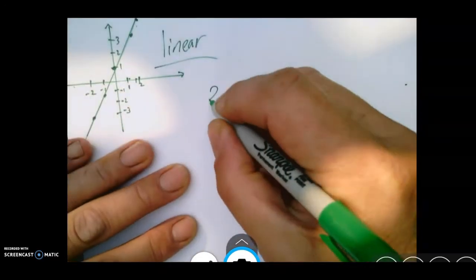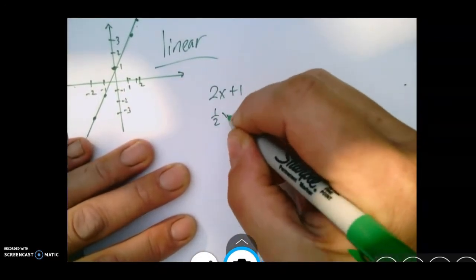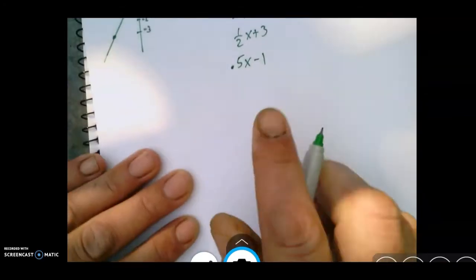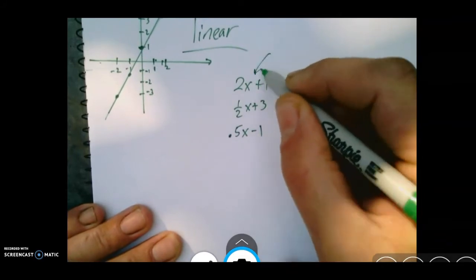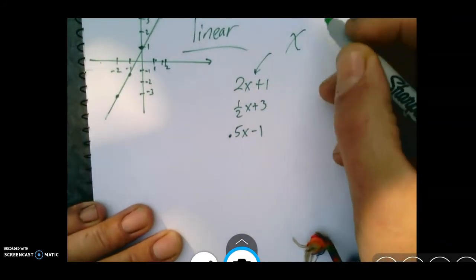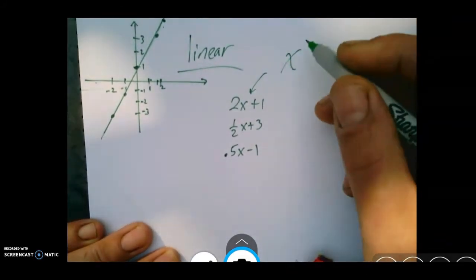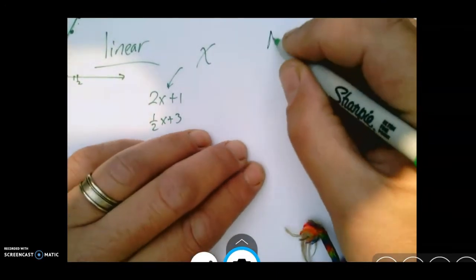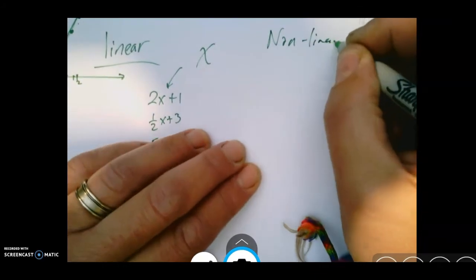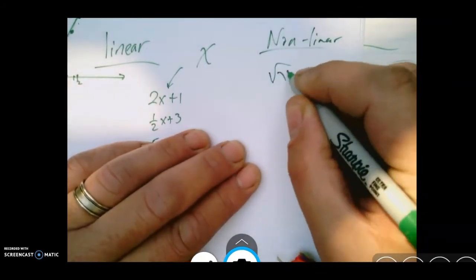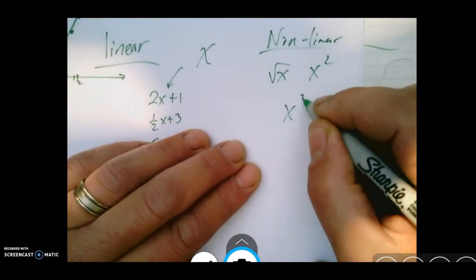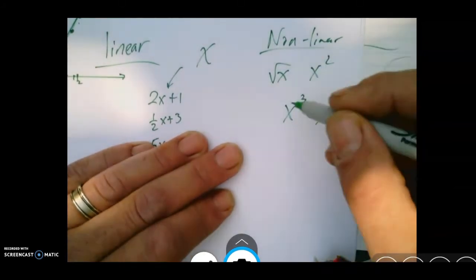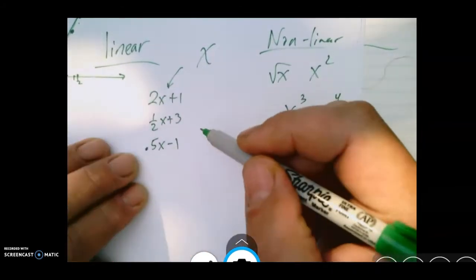And again, anything of 2x plus 1, 1/2 x plus 3, 0.5x minus 1, all of those are going to be linear because it's just an x. There's no exponent, there's no fancy stuff, there's no square roots, all that. Just quick side note since we're talking about that. If it's linear, there's also non-linear. That'd be square roots, x squared, x cubed, x to the 4th, and so on and so on. Once you do anything funky like this, it's no longer going to be a nice straight line.